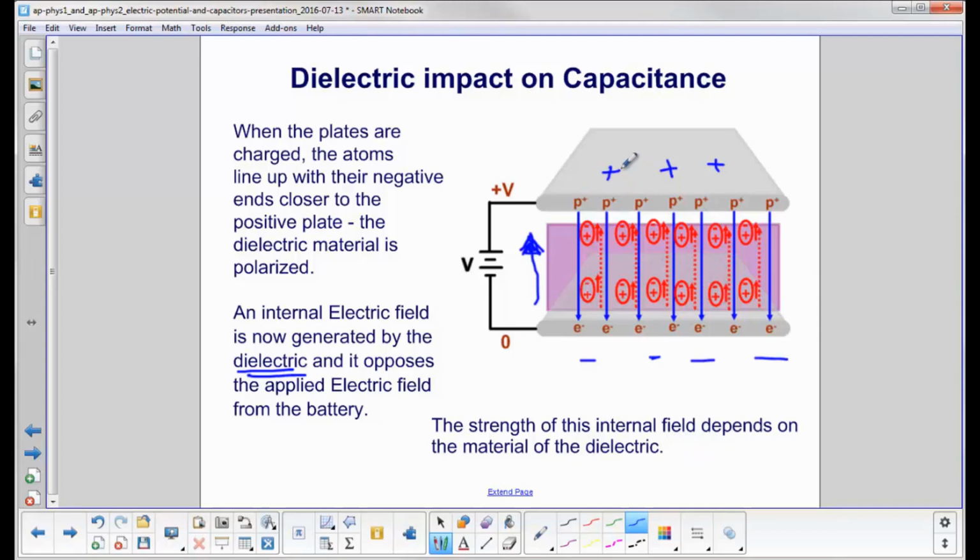So just to quickly summarize, positive charges up here are going to attract the negative ends of the atoms or the molecules in the dielectric. They line up, and we will now have an electric field opposing the electric field from the capacitor.